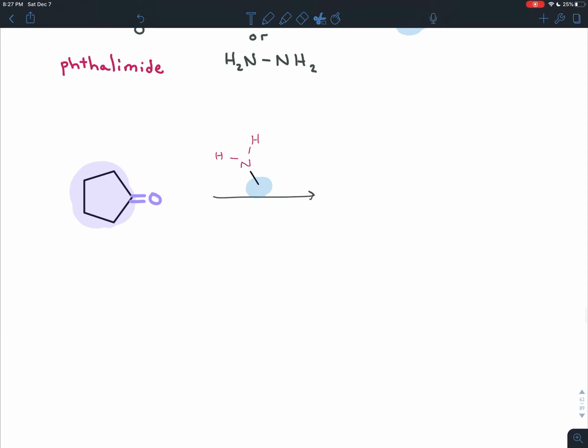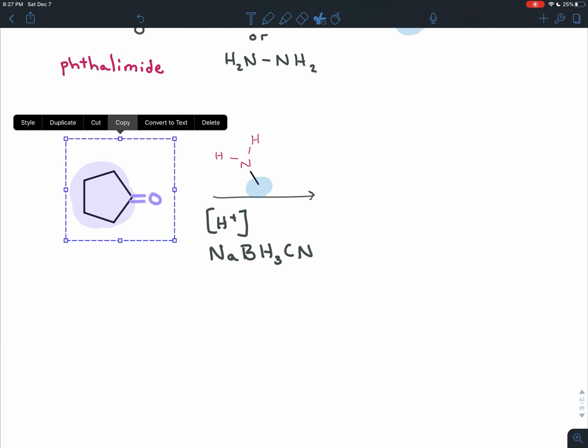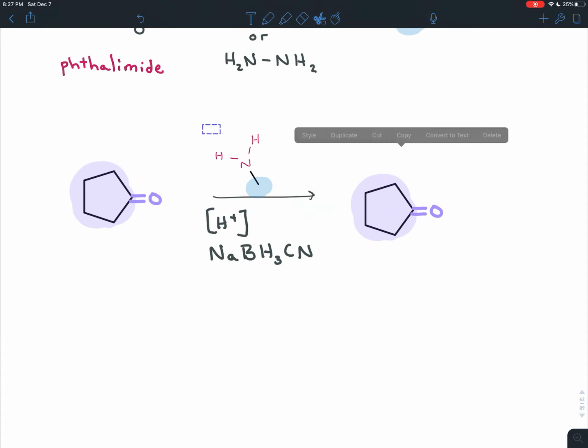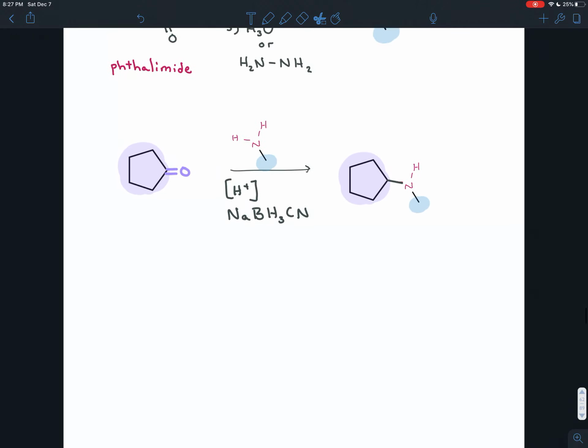And if we combine those, the amine and the ketone, in the presence of an acid catalyst and a weak reducing agent like sodium cyanoborohydride, NaBH3CN, then what we end up with is, at first we'd make an imine, and then we'd reduce it to an amine, so that ultimately, where the carbonyl was attached, a nitrogen attaches instead. And so now we've formed 2 of the bonds between the nitrogen and carbons.